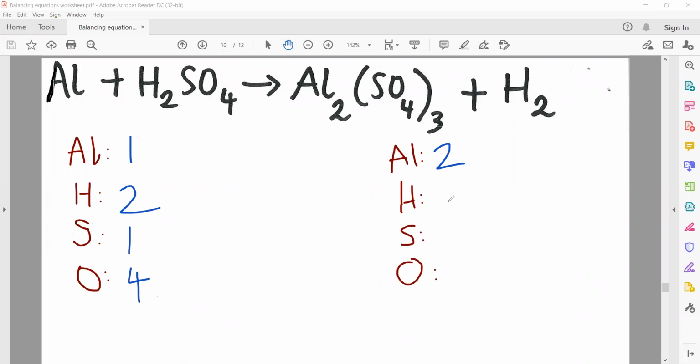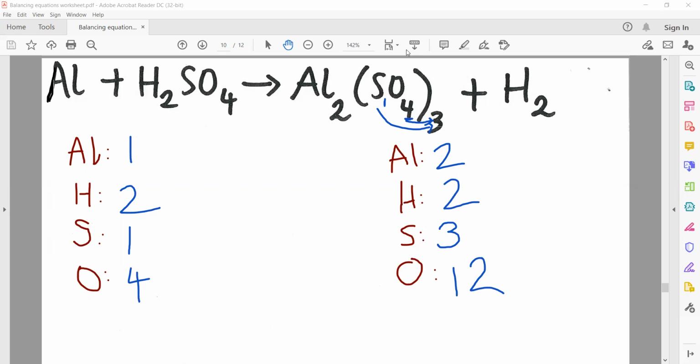Then we've got 2 hydrogen here. We've got 3 sulfur, not 1, because again, the 1 subscript of sulfur multiplies with the 3 outside. So that's going to be 3 to begin with. And then the 4 subscript of oxygen will multiply with the 3 outside. So 4 times 3 will give us 12 oxygen. Now, we can see there's a little bit more balancing to do in this one than the previous examples.